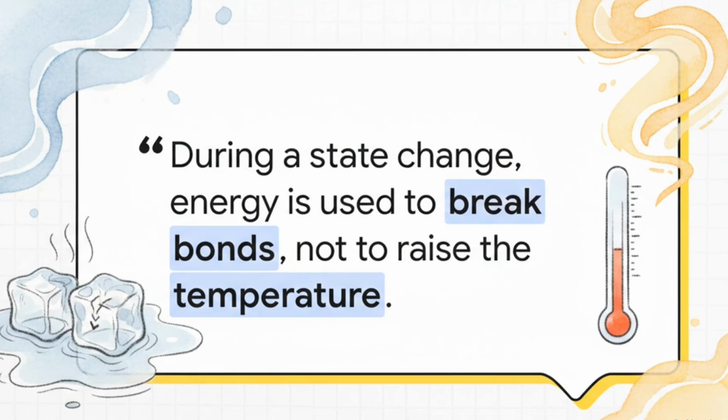So here's the crucial idea you have to remember for your exams. During a state change, all the heat energy you're adding has one specific job: to break the forces that hold the particles together. It's not making the particles move faster. And since temperature is just a measure of the average kinetic energy, how fast the particles are moving, the temperature can't go up until that job is done, and the state change is totally complete.